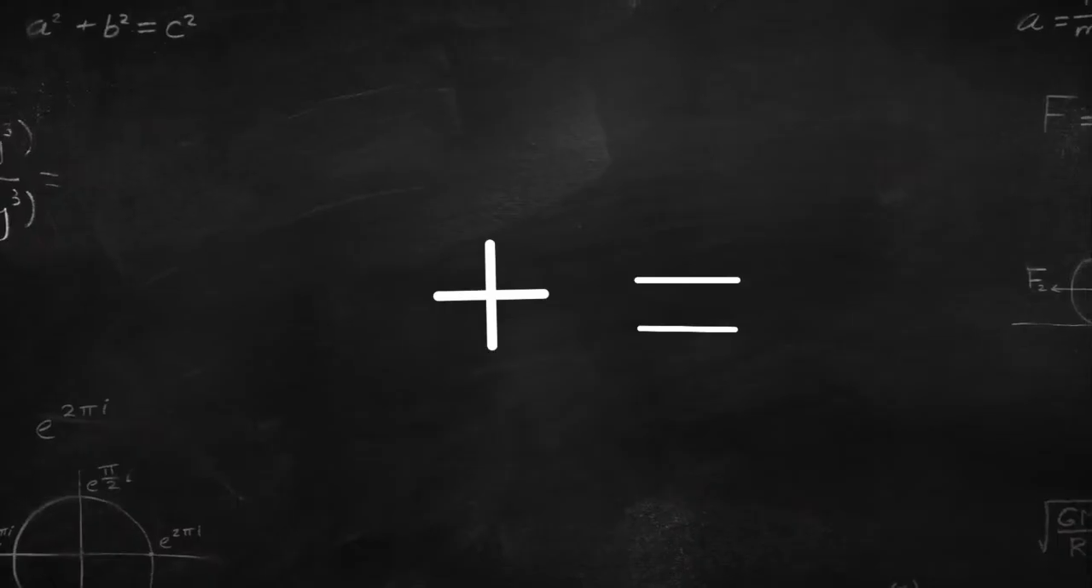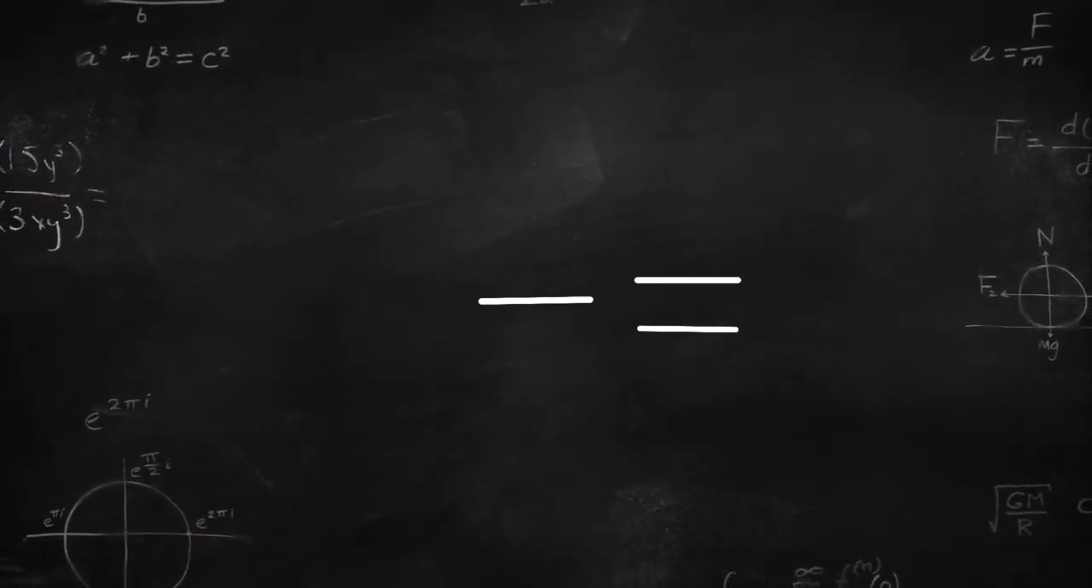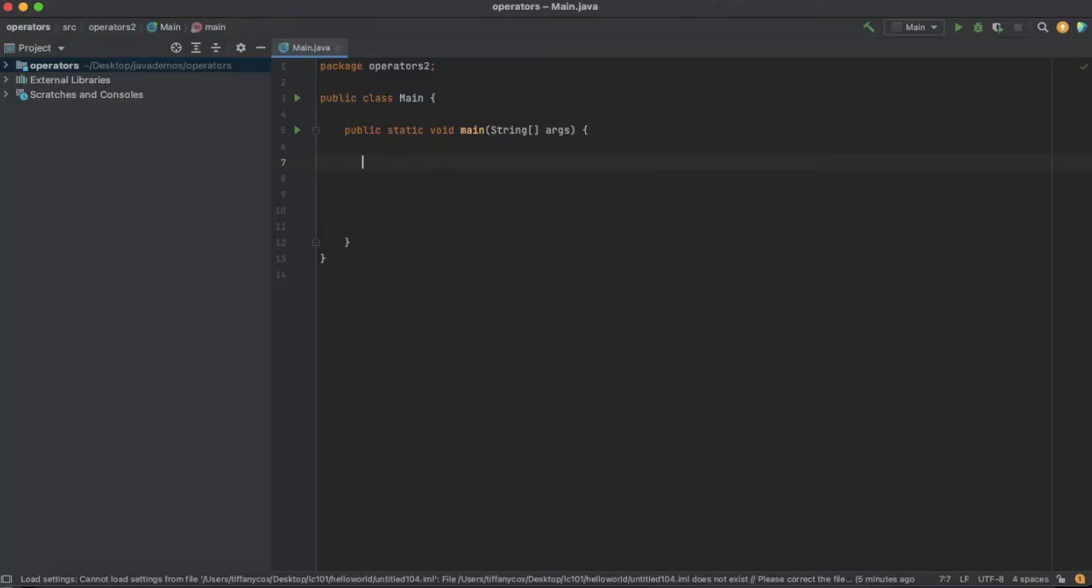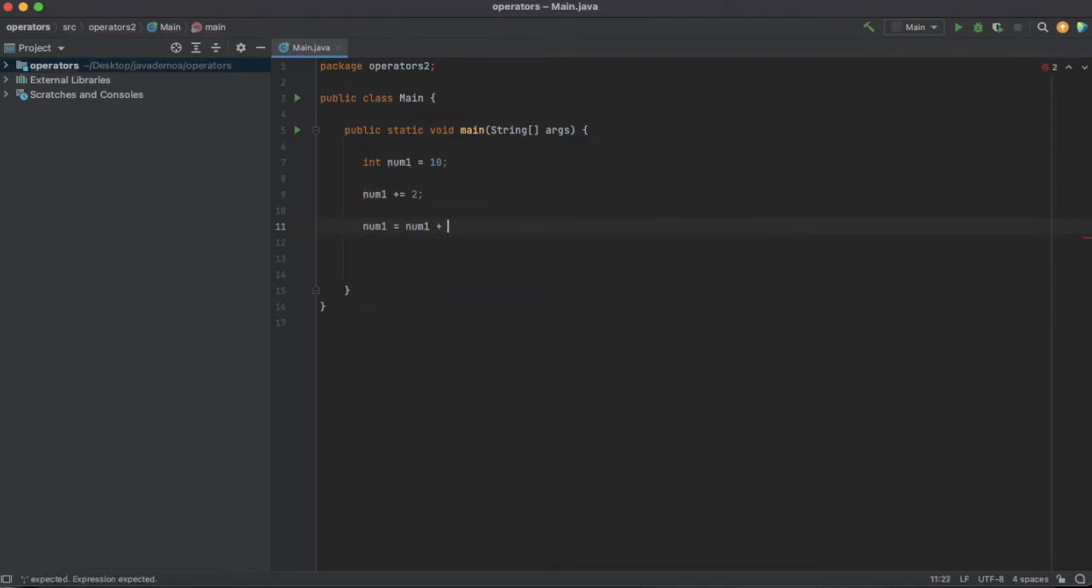Now we're going to discuss the plus equals, the minus equals, and the star equals, which in this case means multiplication. Suppose we have int num1, assign the value of 10 and close it with a semicolon, and we want to increment it by 2. We would type num1 plus equal the value 2 and close it with a semicolon. This statement can also be written as num1 equals num1 plus 2. Both statements do the same thing.